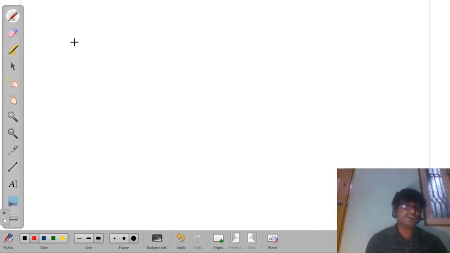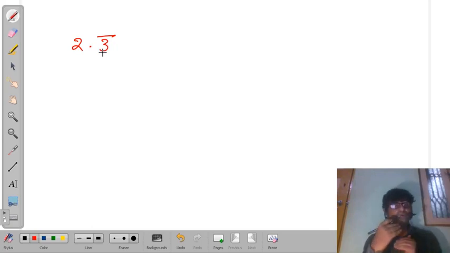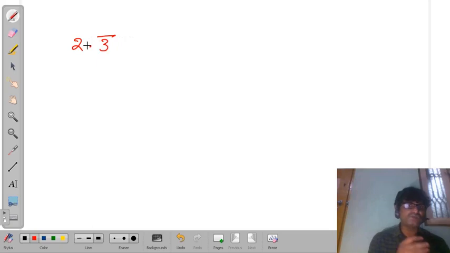Suppose we take one example. Suppose we have 2.3 bar. 2.3 bar is for only 3. So how to convert this into fraction form? Actually, you have had questions like this in your 8th class, right? So let us recall that. How to convert this into fraction form?